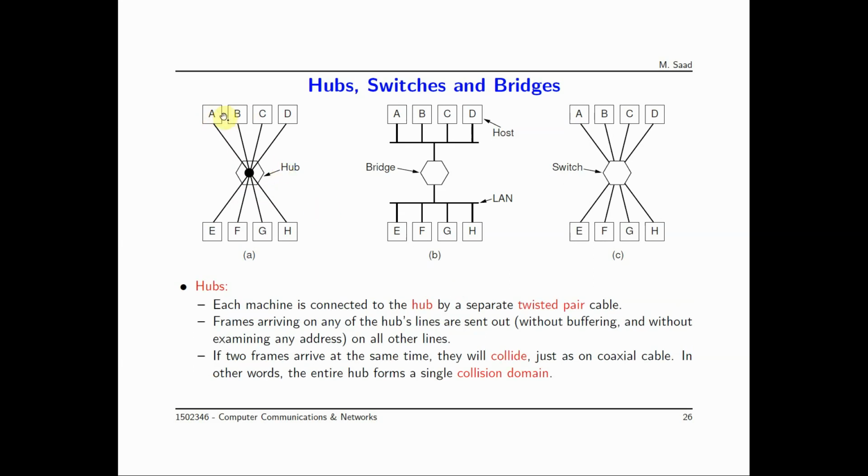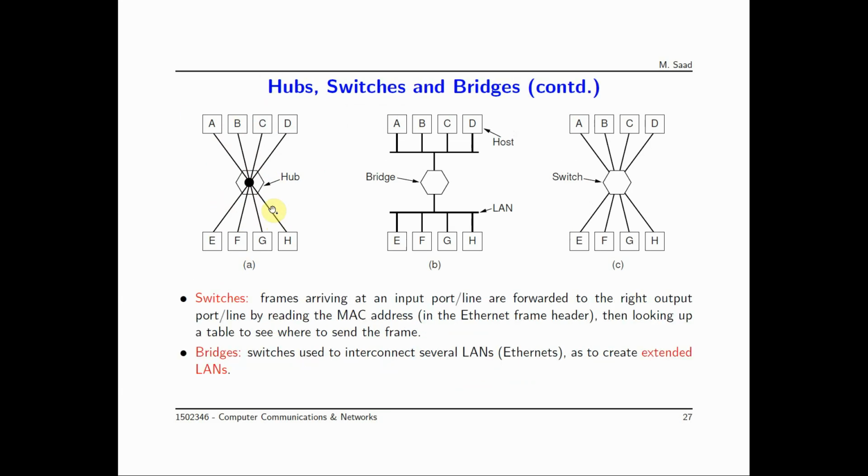Since any two stations connected to the hub, if they send at the same time, we get a collision, we say that the whole hub, with all connected machines, defines a single collision domain. A collision domain is the set of devices that cannot be sending at the same time. So the hub, together with all devices connected to it, defines a single collision domain. They cannot be sending at the same time.